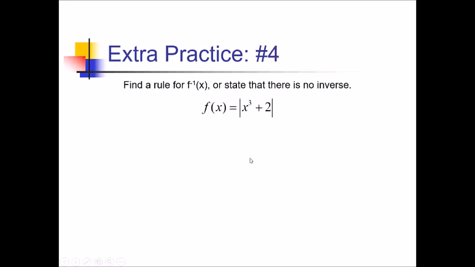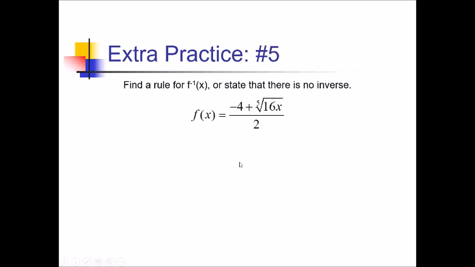For this problem, we're trying to figure out the inverse of the f function or state that there is no inverse. Now, this is one of those where you hopefully recognize that this absolute value prevents us from having an inverse, because that's going to break the horizontal line rule. Also, we don't know what got plugged in to give us the output, because absolute value makes negatives and positives both positive. So either way you look at it, with the absolute value, we have no inverse.